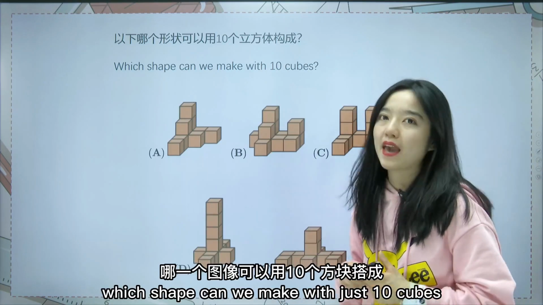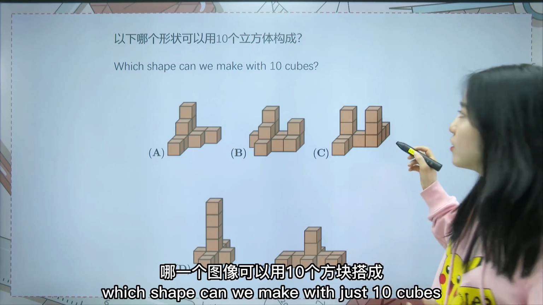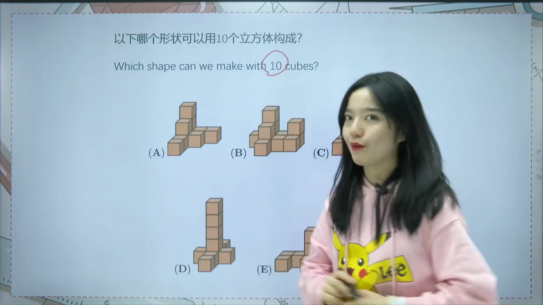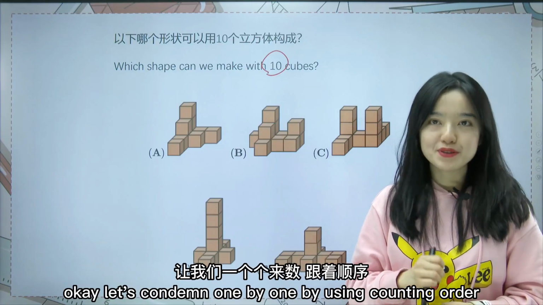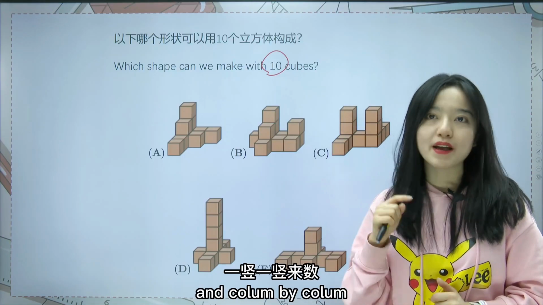Okay, so let's try this method in the second question. Here, which shape can we make with just 10 cubes? Okay, let's count them one by one, using counting order and column by column.